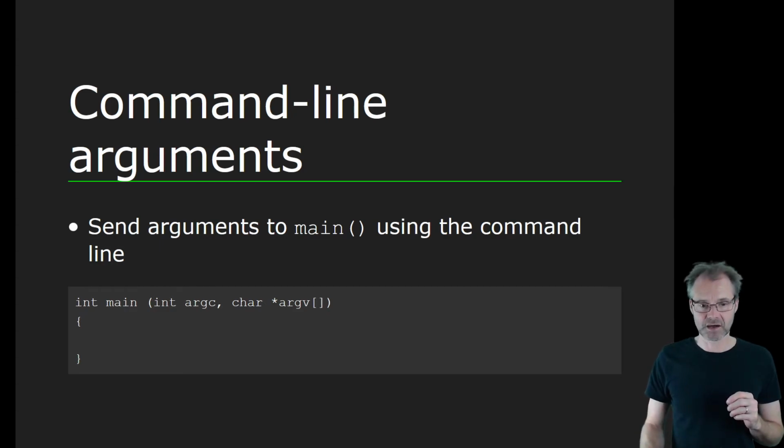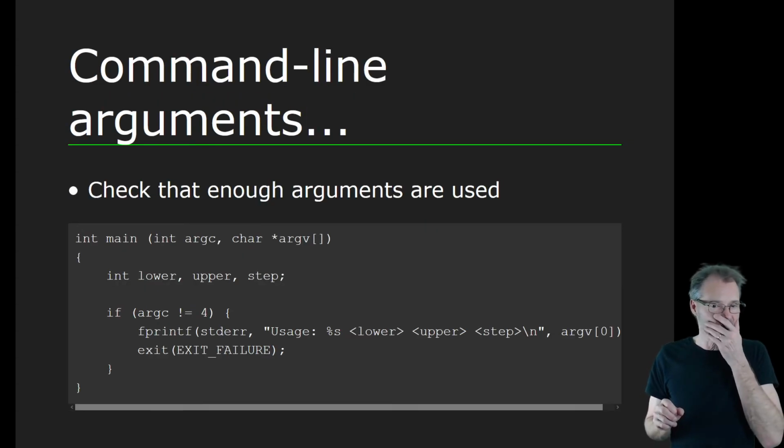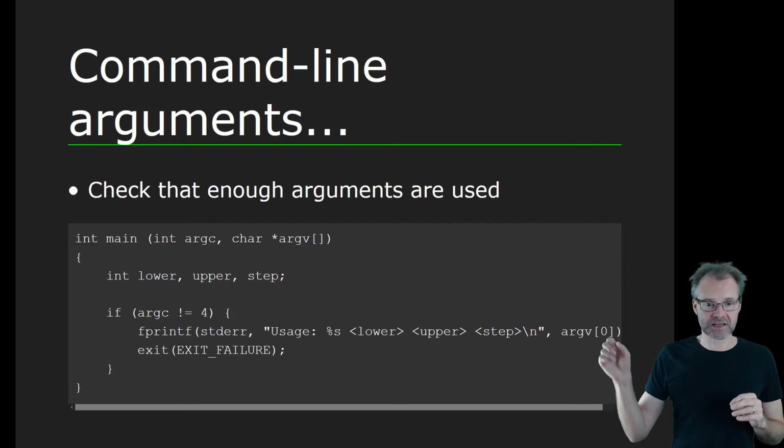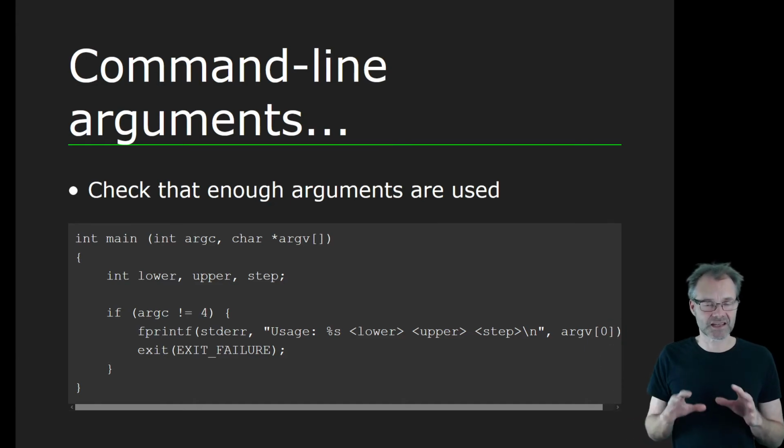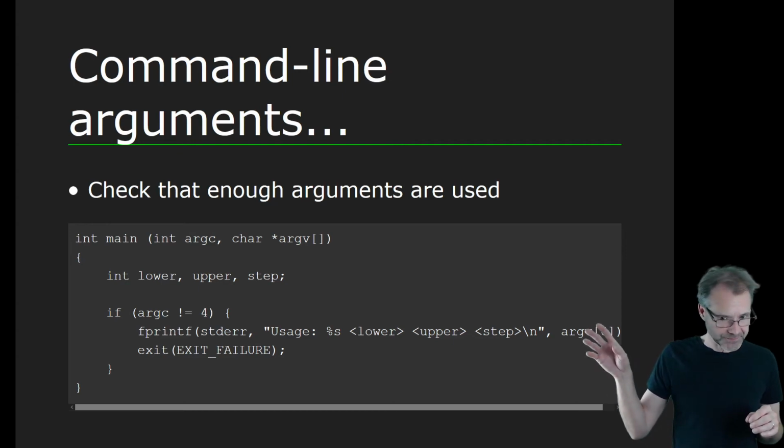Okay, so let's see how this can look. I'm going to build a small program here containing some logic. So let's see what we're doing here. I'm checking here that argc must equal 4. And if it does not, then I'm going to print out an error message and exit with a failure status.